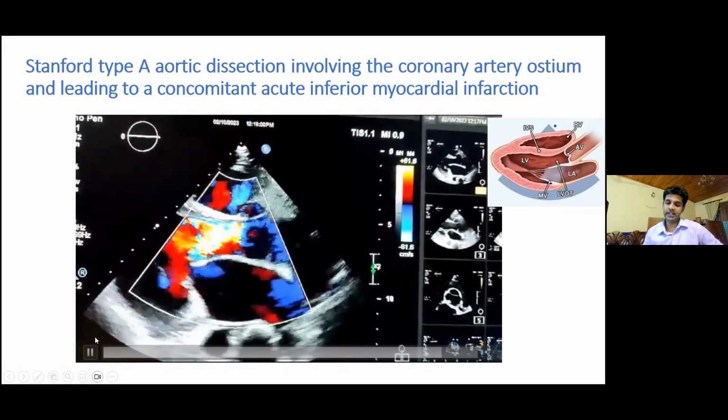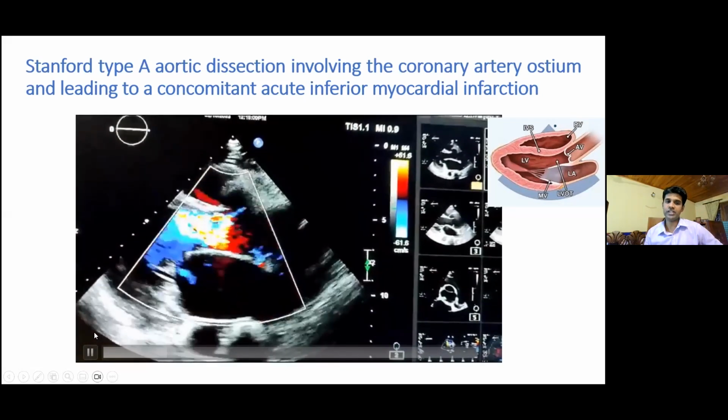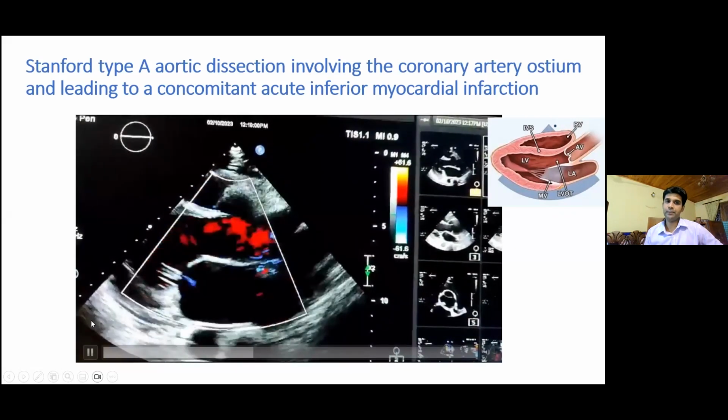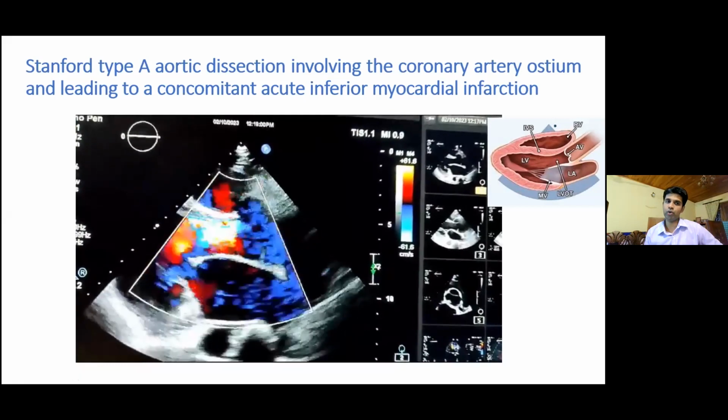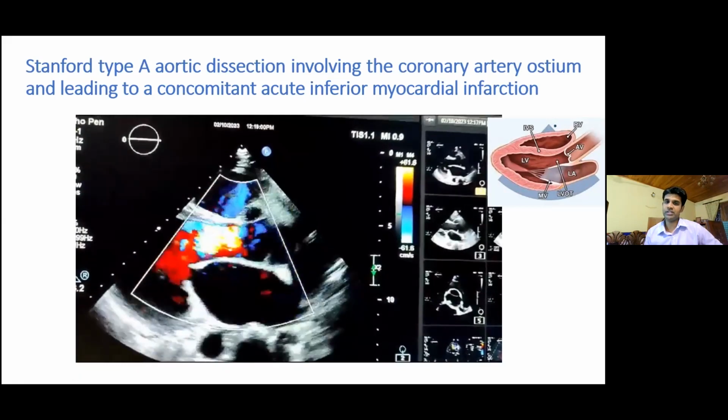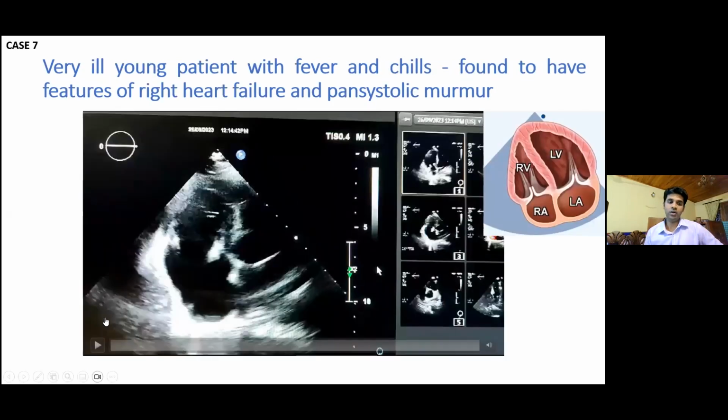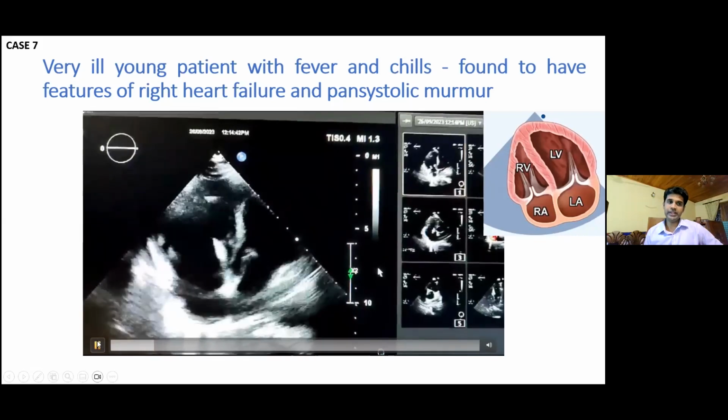Therefore, the diagnosis here was actually a Stanford type A aortic dissection, which was extending into the coronary ostia, so that there was concomitant inferior myocardial infarction. So readily, this patient was transferred to a cardiothoracic center, and he was operated on the same day night. All right. We will move on to the next patient.